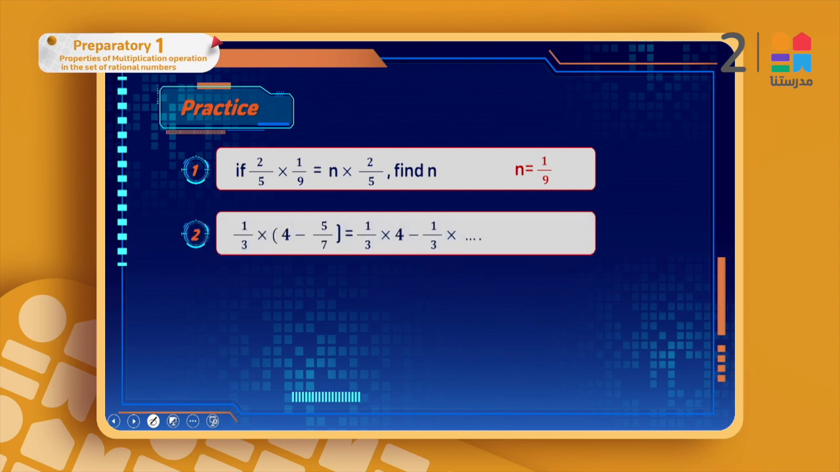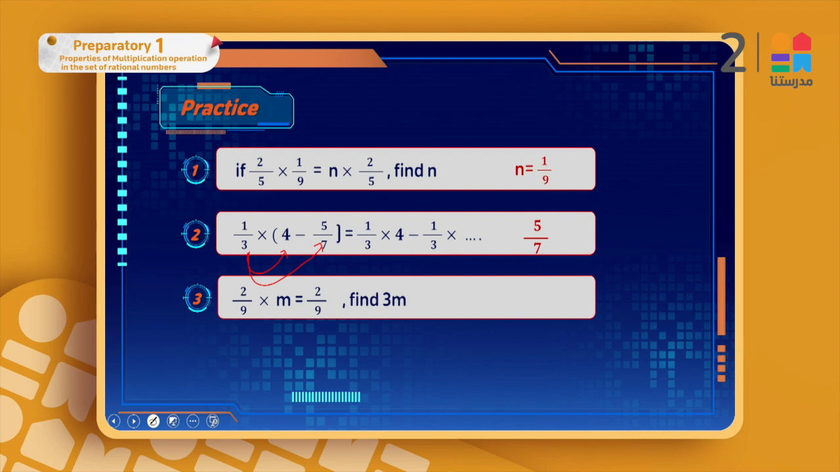Number 2. 1/3 times 4 minus 5/7. We will distribute this 1/3 to 4 and 5/7. So 1/3 times 4 and 1/3 times 5/7, and we will keep this minus as it is. So the missing number is 5/7. Here we used which property? Distributing property.